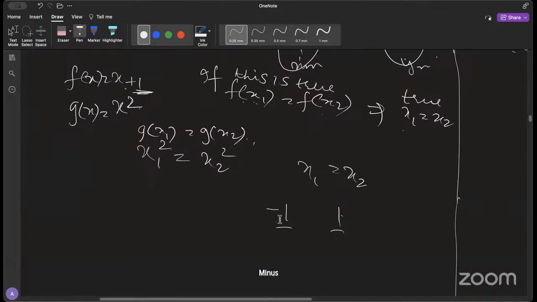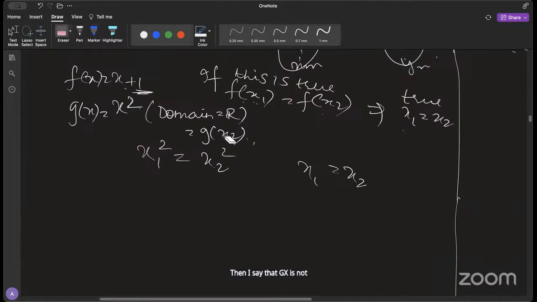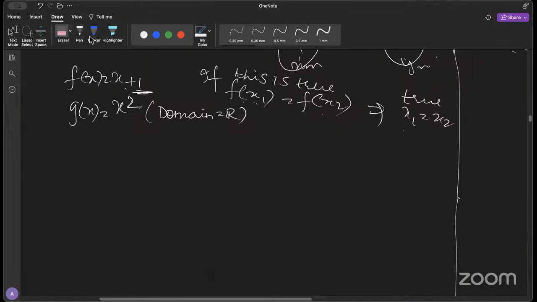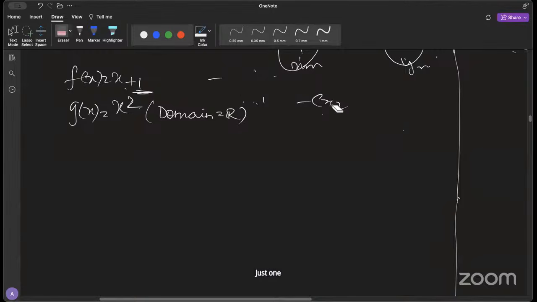Square of -1 is also 1. Square of 1 is also 1. That means you can have two different numbers with the same image. That's why it's not 1-1, right? But this is when your domain is R. Let's say my domain is R. Then I say that g(x) is not 1-1.